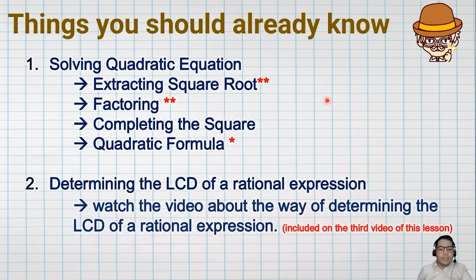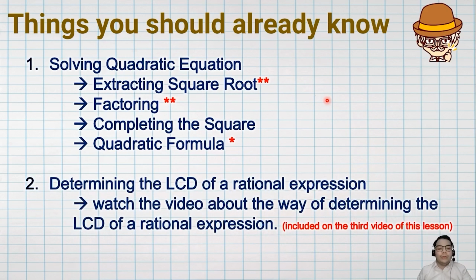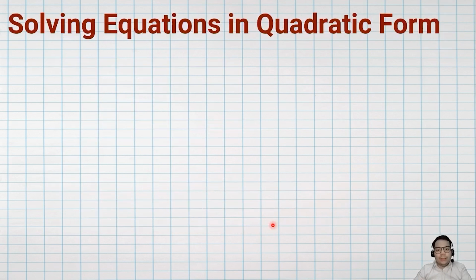Next, determining the LCD or the least common denominator of a rational expression. On the third video of this lesson, we will be having an example that is a rational equation. So you should already know how to identify the least common denominator. If not, you can watch the video about determining the least common denominator of a rational expression that is included on the third video of this lesson. So we'll go through that.